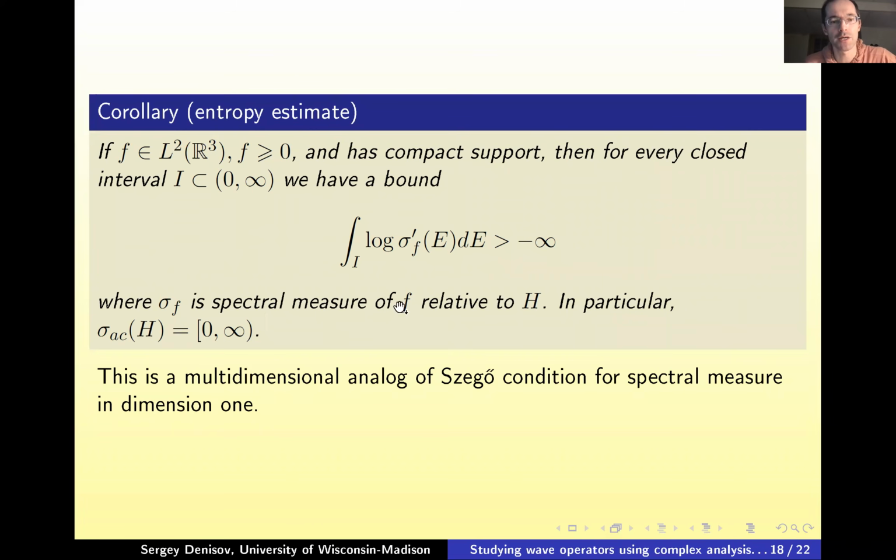In particular, one can show that if you look at the spectral measure of some function f with compact support, then the spectral measure will satisfy the finite entropy condition. So this means that if you take that measure and look at the density of this measure, then the logarithmic integral of this density will be finite over any interval I which stays away from the origin. So if you like, this is the analog of the Szegő condition that we talked about in the one-dimensional setup.